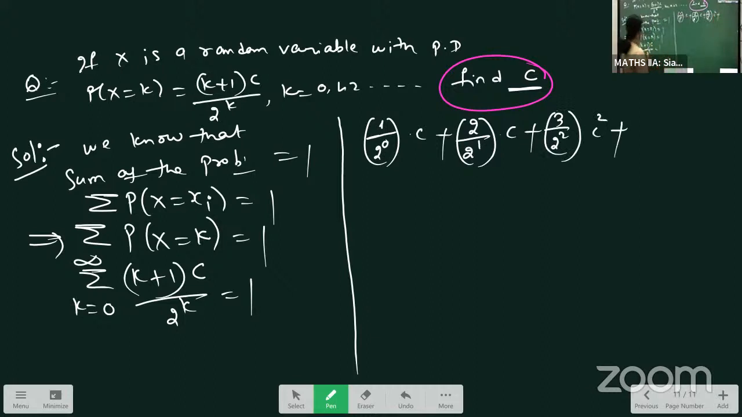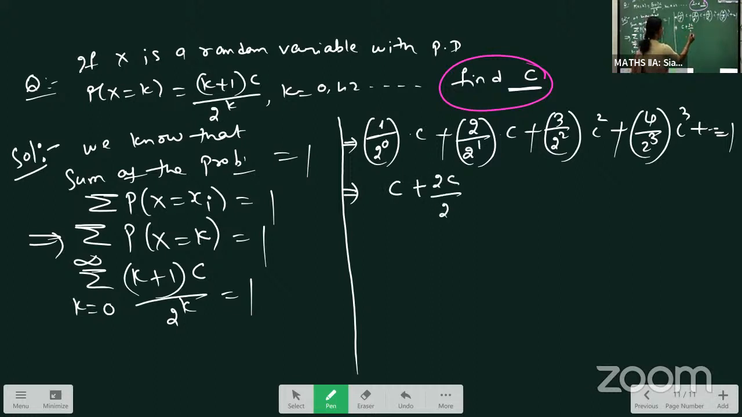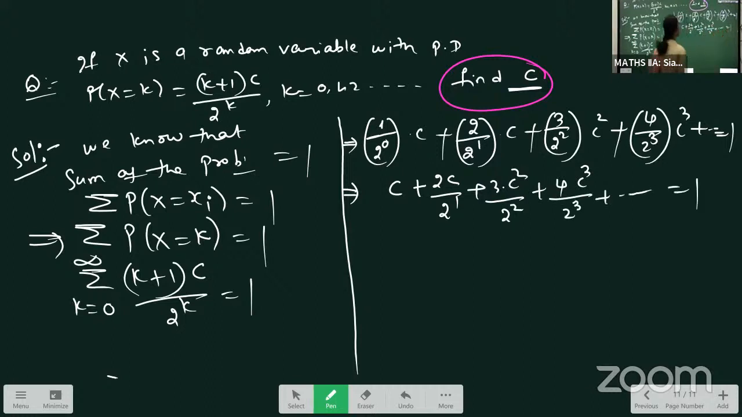Next put K is equals to 3. 3 plus 1 is 4. 4 by 2 cube into C cube plus so on is equals to 1. Write in the similar pattern. 1 by 2 power 0, anything power 0 is 1. So here we are getting only C plus 2C by 2 power 1. Do not cancel 2 and 2, let it be 3 into C square by 2 square plus 4 C cube by 2 cube plus so on is equals to 1.